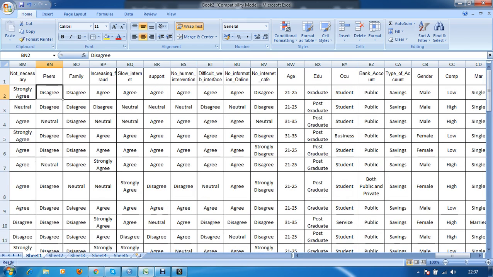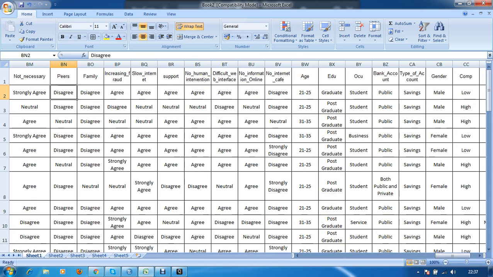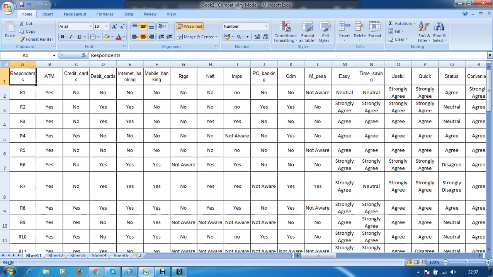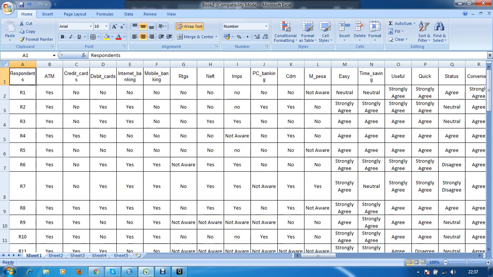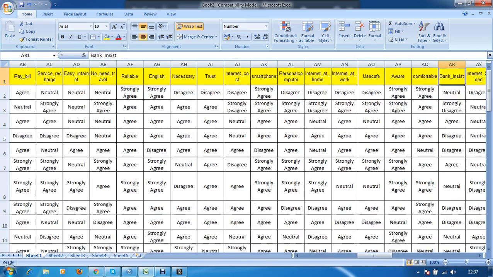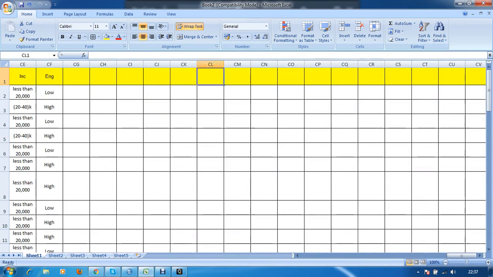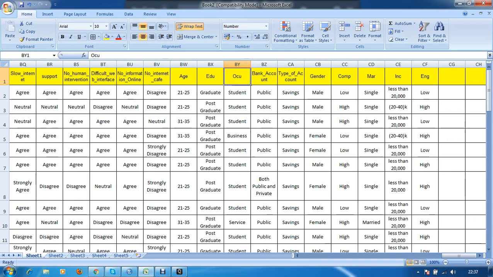First of all, we have these factors. The factors we have taken are as follows. These are the respondents R1, R2 till R50, and these are the variables, that is uses of credit cards, ATM, debit card, internet banking, etc. And the factors that we have considered are easy to use, time saving, useful, quick, status, convenient, transaction, accuracy, along with some demographic variables like age, gender, education, occupation, bank account, type of account, etc.